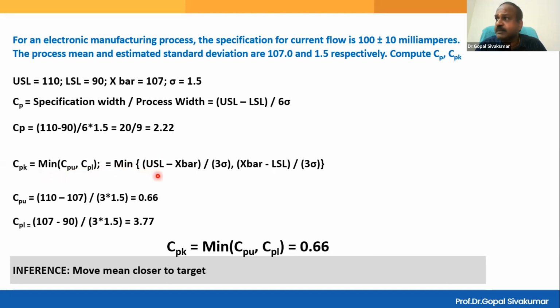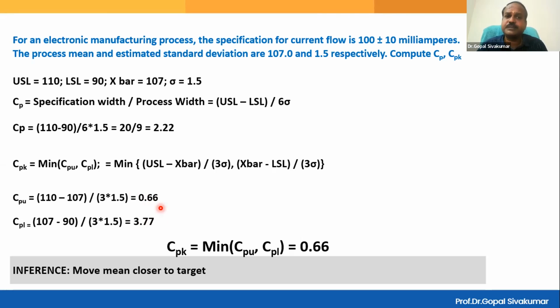What is the formula for Cp upper? USL minus X bar by 3 sigma. Cp lower: X bar minus LSL by 3 sigma. You know all the values, substitute here. Cp upper is 0.66. Cp lower is 3.77. Which one will you pick now? 0.66, the minimum. Can you tell me which side your process is shifted?